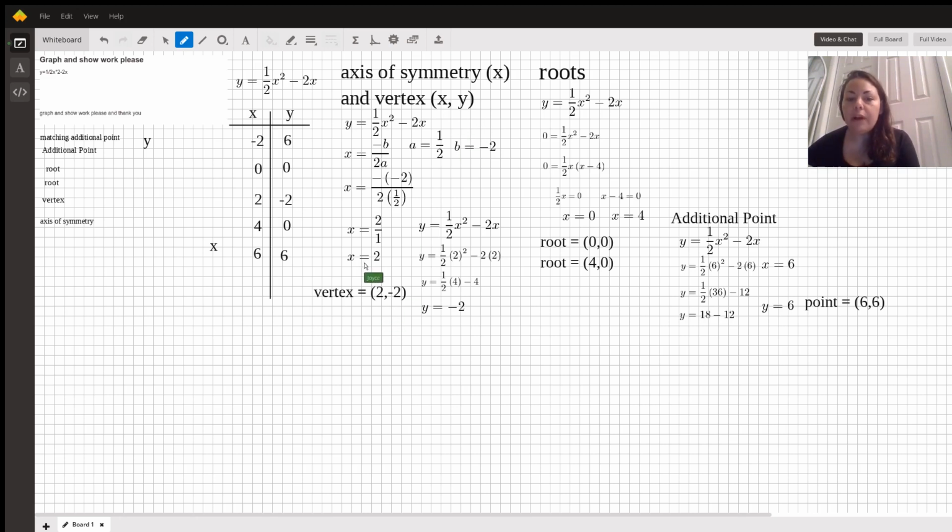So substitute in the value for x into our equation, gives us 1/2 times 2 squared minus 2 times 2. So 1/2 times 4 take away 4, and that's y is equal to negative 2. So when x is 2, y is negative 2, and this is our vertex. Let's take a look at what this looks like on the graph.